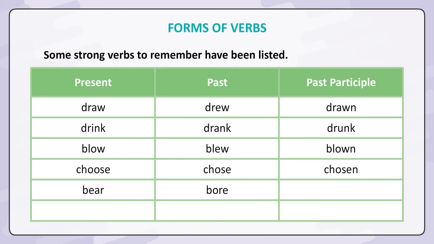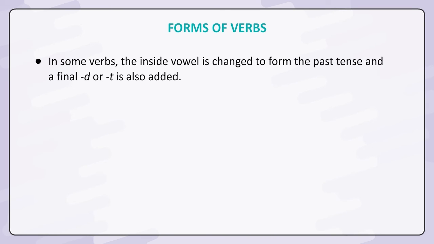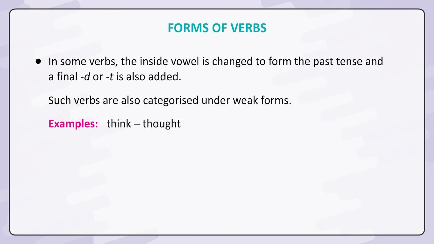Bear, bore, born; swim, swam, swum. In some verbs, the inside vowel is changed to form the past tense and a final D or T is also added. Such verbs are also categorized under weak forms. Examples: think, thought; bring, brought.